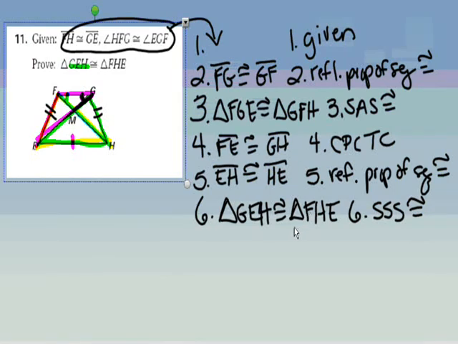Okay, this is called a double triangle proof. It's actually a little taste of what we are going to do in tomorrow's notes, but we went ahead and did it today just to give you an advanced viewing of it.